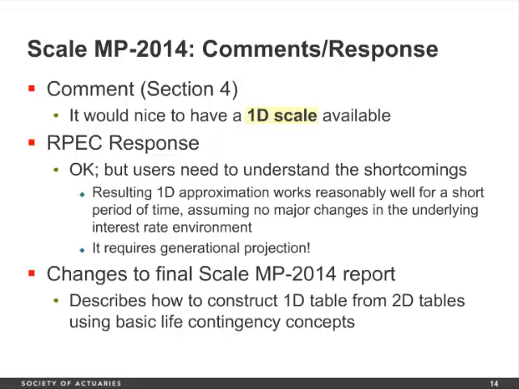And for those of you who remember, it's really just a recursive process to come up with these 1D from a 2D. If you remember, there are formulas that say if you've got an annuity at age 115, and you have an annuity at 114, using v's and p's, you can back into what the right probability of death is to make that all work. And so it's just these basic life contingency concepts, and we describe that in the final report.